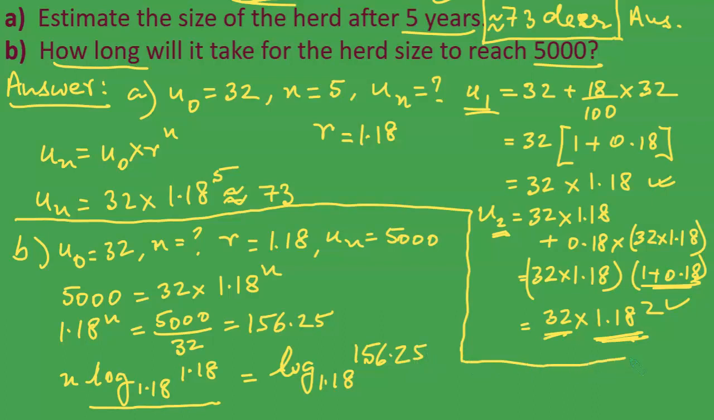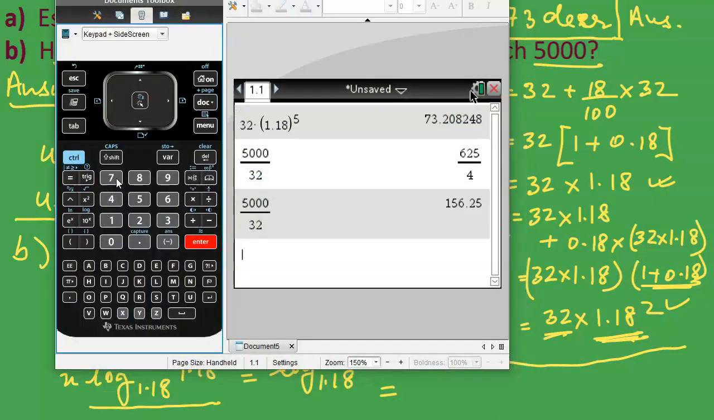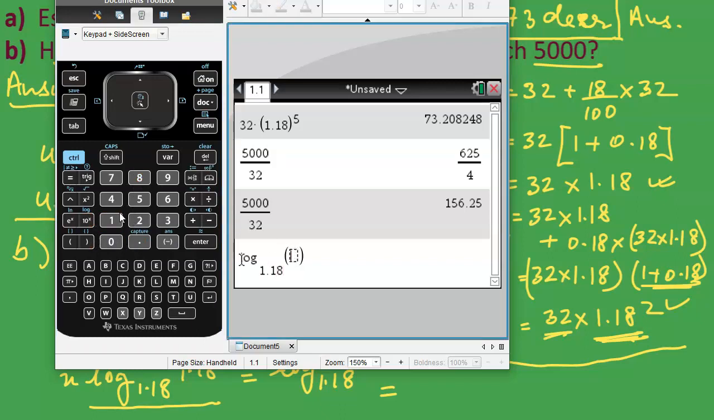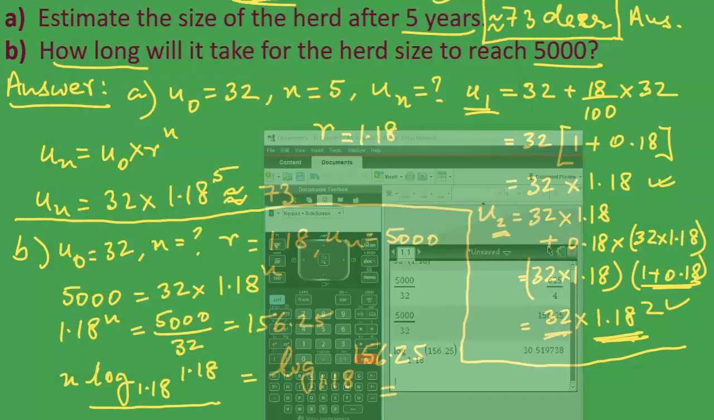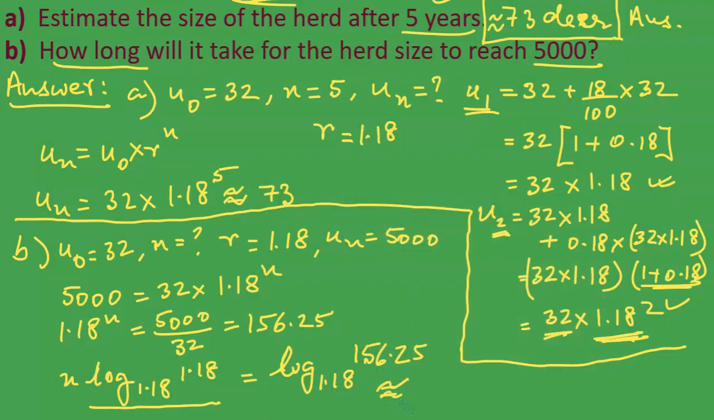So what is this answer equal to? It should be log, base will be 1.18, and this one will be 156.25. So the value is 30.519. So roughly equal to 30.5. So this is roughly equal to 30.5 years. So our answer is 30.5 years. This is our answer to the subpart B.